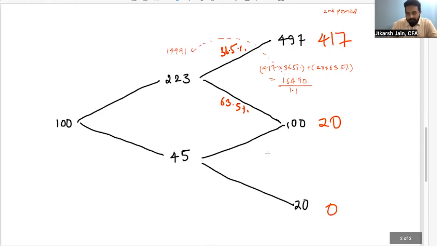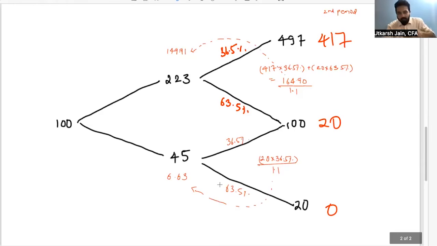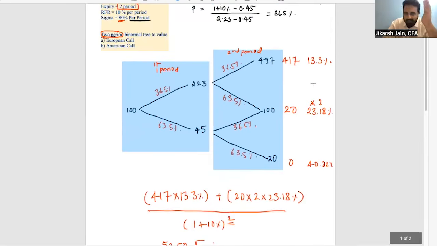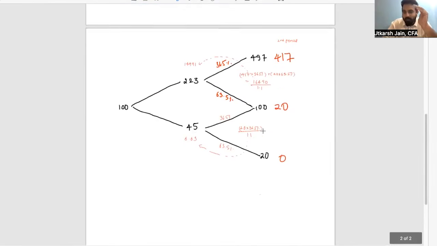In the same way, we do the same logic here. So this is 36.5%, this is 63.5%. So we will say 20 into 36.5%, divided by 1.1. So 20 into 0.365 divided by 1.1 is 6.63. So that's how you take, this is called a backward induction process, where you take the option values one period backwards at a time. This you have to do only with American options. For European options, you use the shortcut directly, you can get the answer. American options, you can't do it.